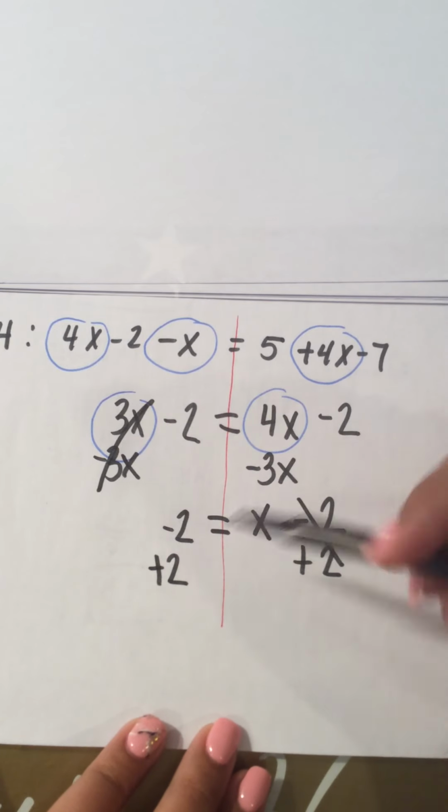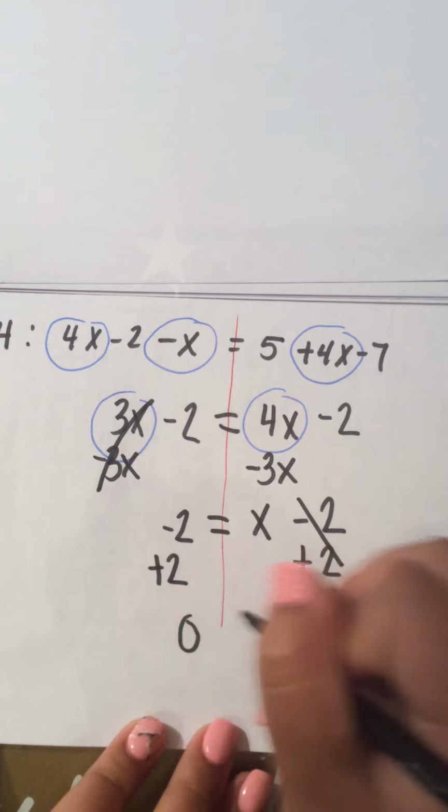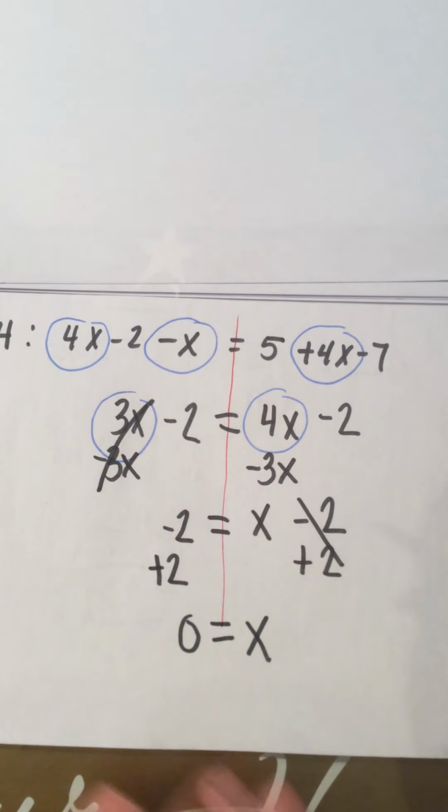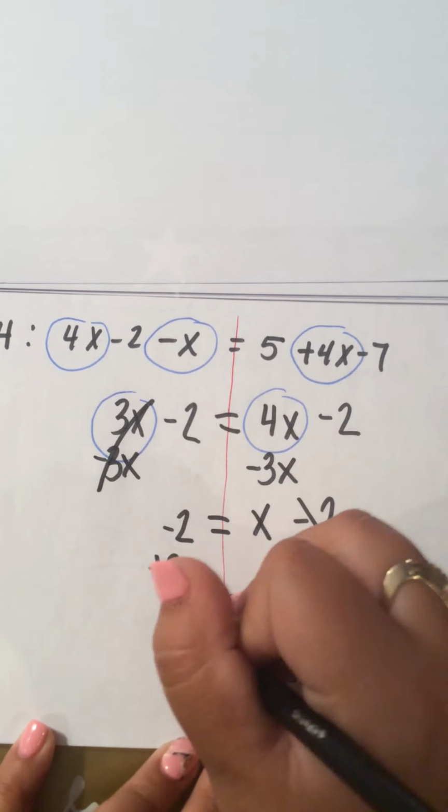And they're going to cancel out here. But on this side, negative 2 plus 2 is 0. So X is going to equal 0. Okay, and this is my answer.